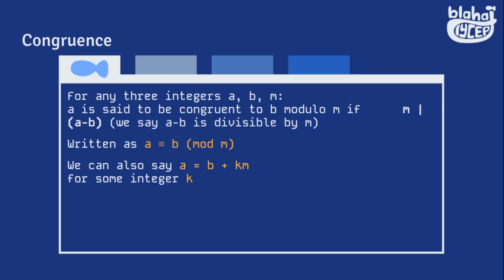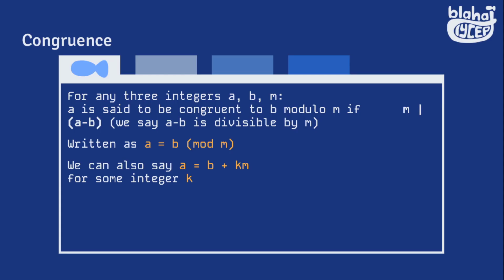Everyone following? Okay, so now I'm going to give you all an exercise, or rather a short question. Let's say we have 29 is congruent to 1 modulo 14. So 29 is equal to 1 plus k times 14. Find k. 2. Yeah, that's great. So it's 1 plus 2 times 14.